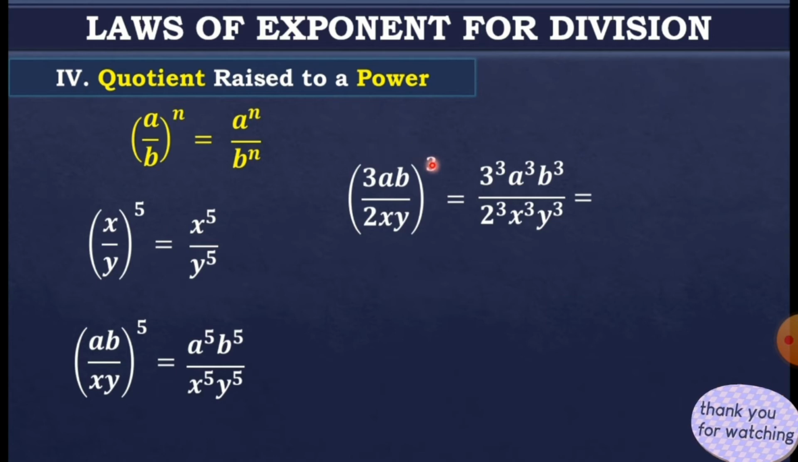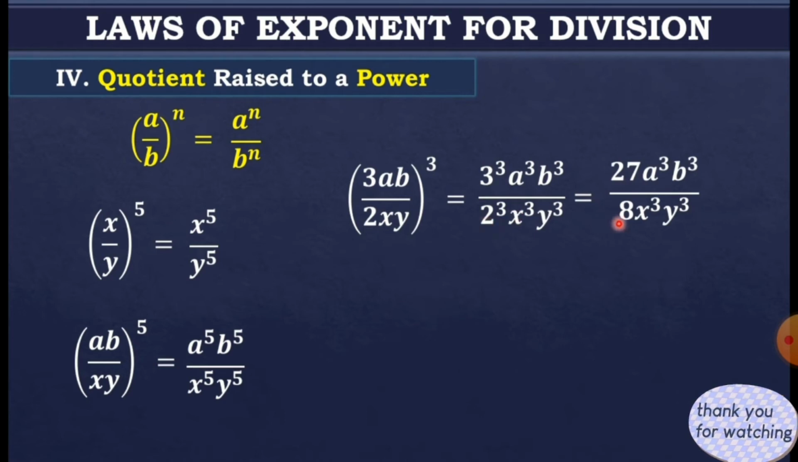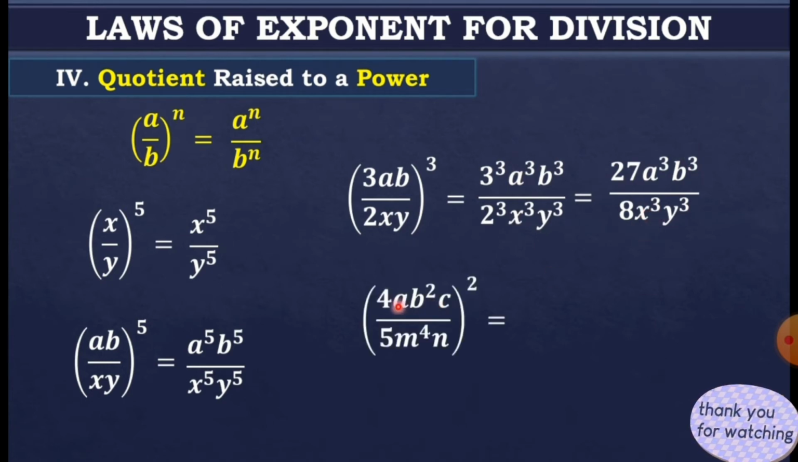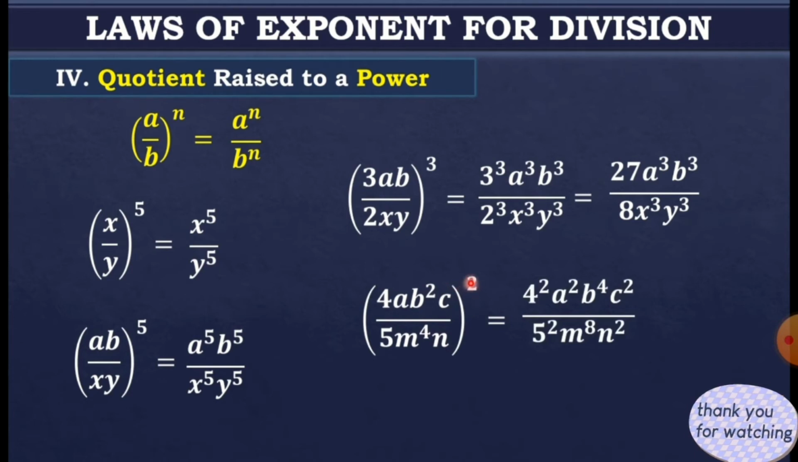So, 3 cube. So, we have to multiply 3 times. So, magiging 27. Then 2, 3 times, magiging 8. Then, copy the variables and exponents. So, this is our final answer. Next example, we have 4ab squared c over 5m to the 4th power n raised to the power of 2. Okay. Again, we will distribute the exponent to the numerators and to the denominators.